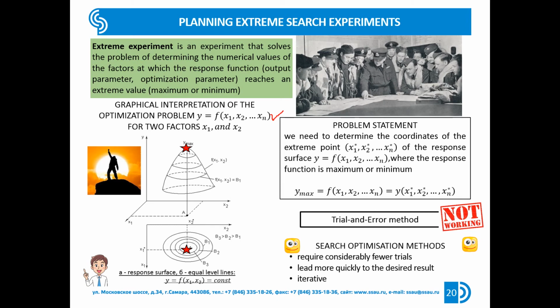The well-known trial and error method, in which factors are changed based on experience, intuition, or at random, with the usually large number of factors in process research, is often ineffective because of the very complex dependencies of the response function on the factors. Search engine optimization methods require significantly fewer experiments and lead to a desired result more quickly, as a stepwise variation of the factors is done purposefully according to a specific plan.